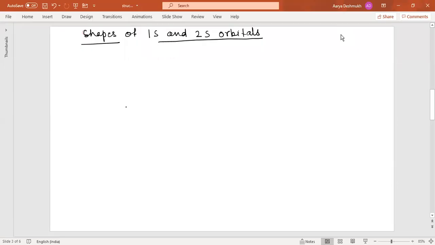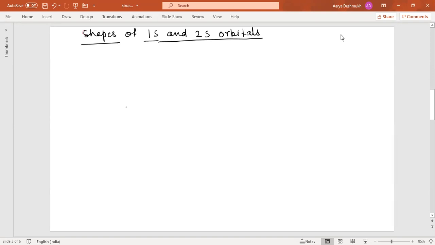Good morning, students. Let us start with the next lecture, that is the shapes of 1s and 2s orbitals, or rather shapes of atomic orbitals. Now, the probability of finding an electron at a given point in an atom is proportional to the square of the wave function, which is denoted as psi square. We did not go into much detail about this psi function, remember. Now we are much more interested in the shape of 1s and 2s orbitals.